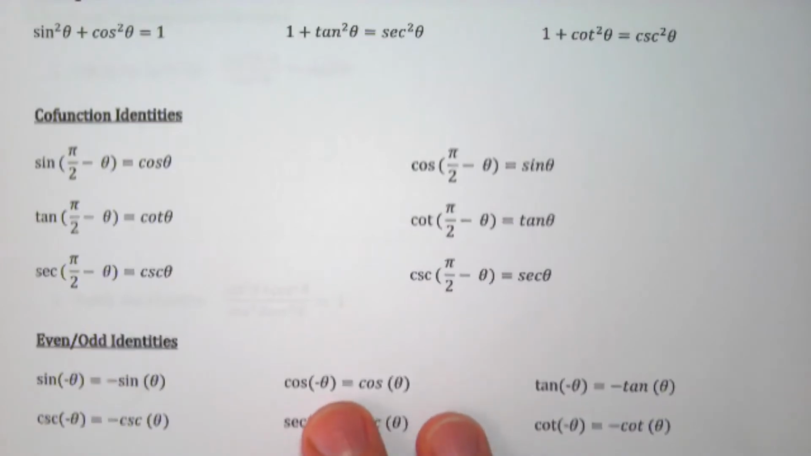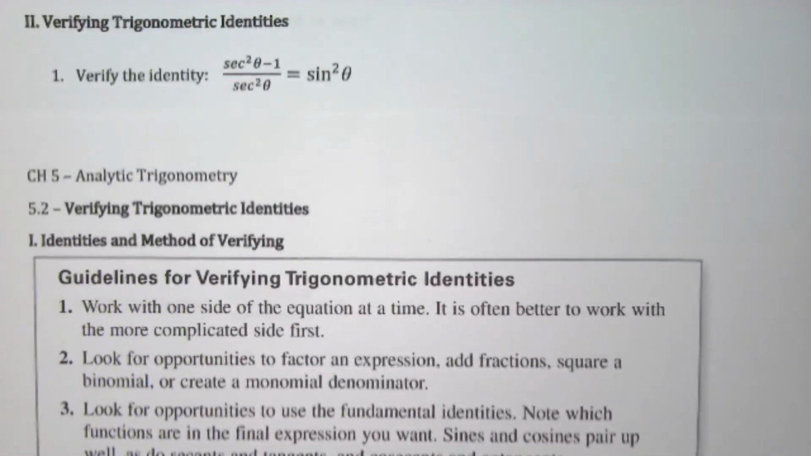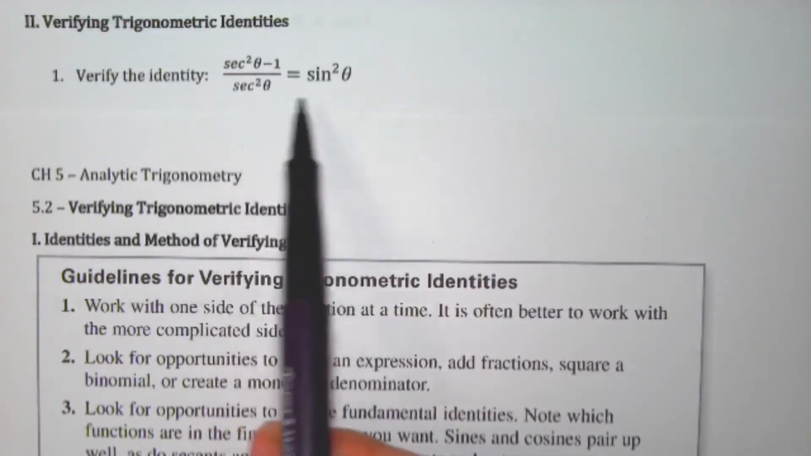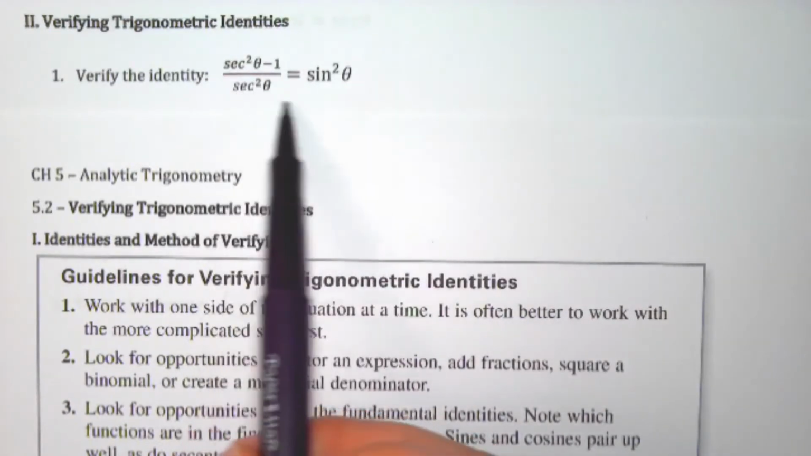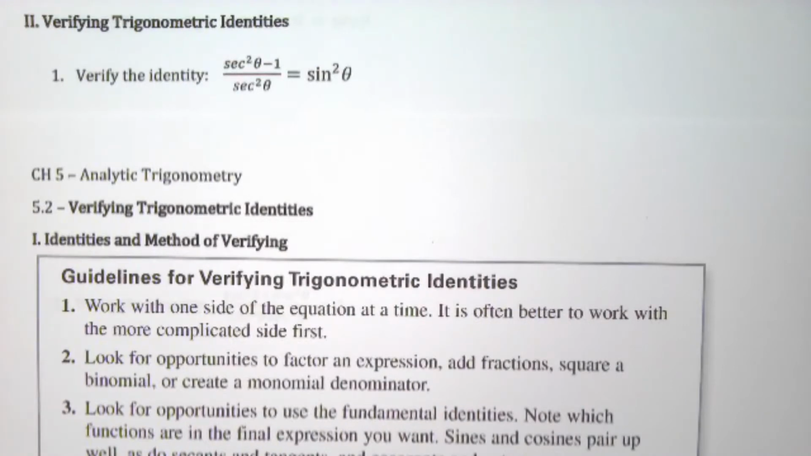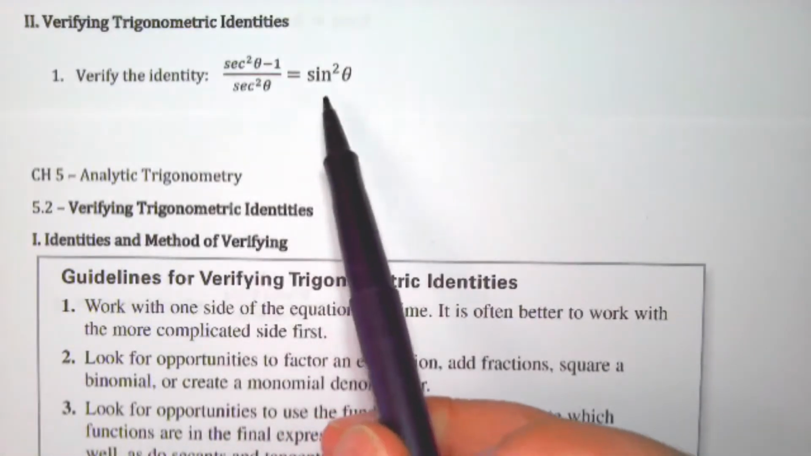Now, what does it mean to verify an identity? Well, we're going to skip to the top of that second page and take a look at what it means to verify an identity. So this right here is an example of one identity, which we know to be true. It's our job to prove one side will simplify down to equal the other.